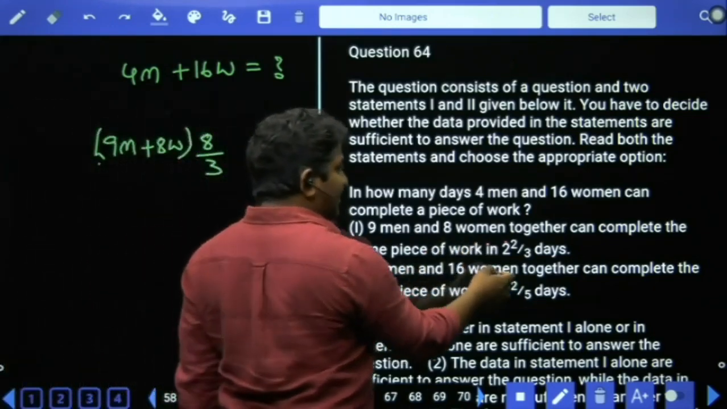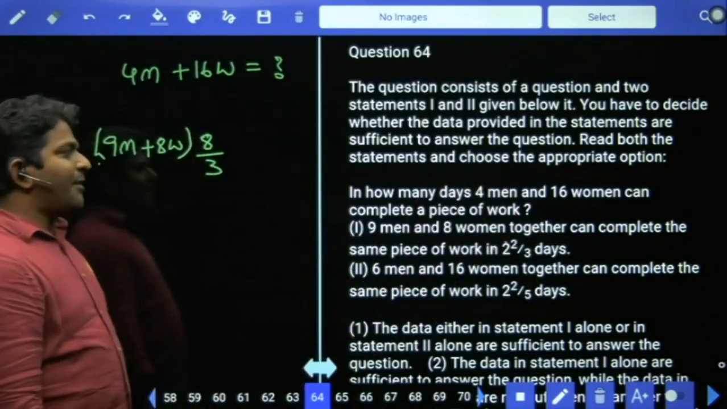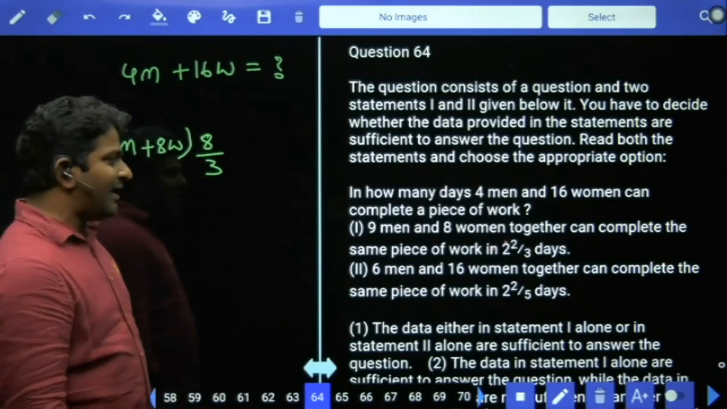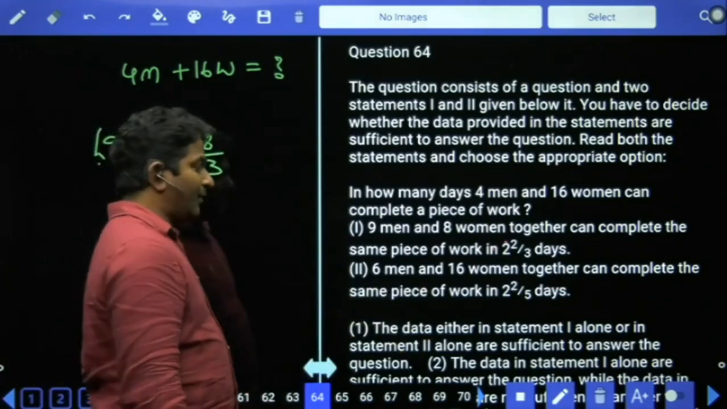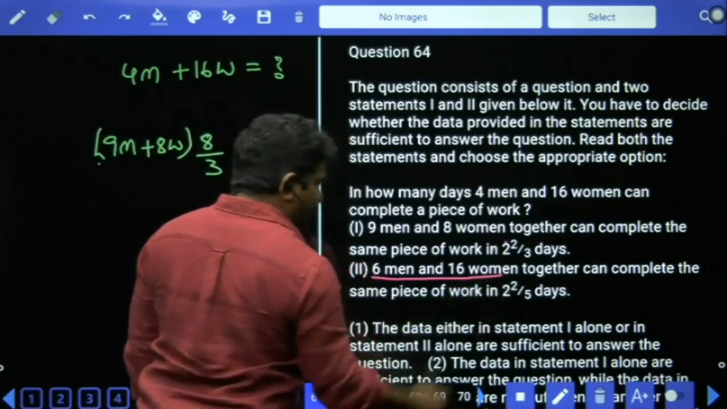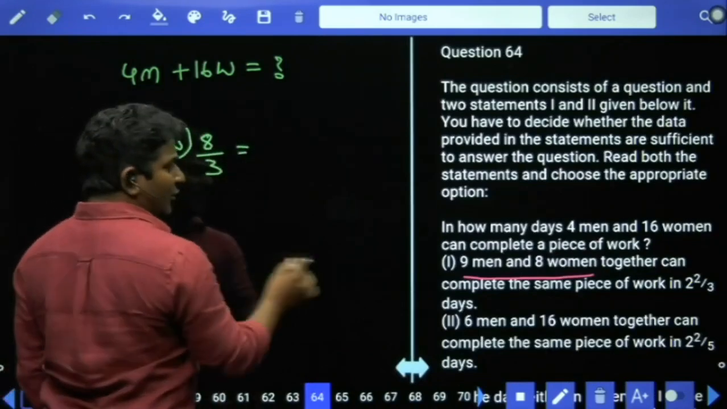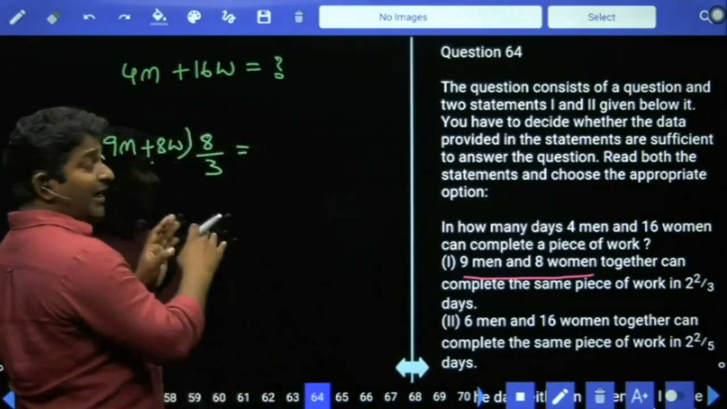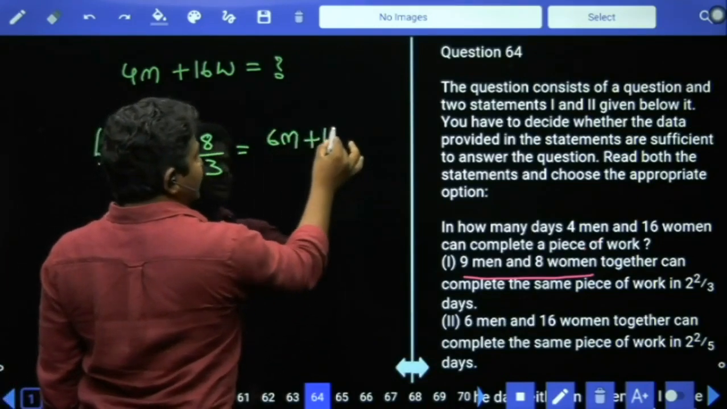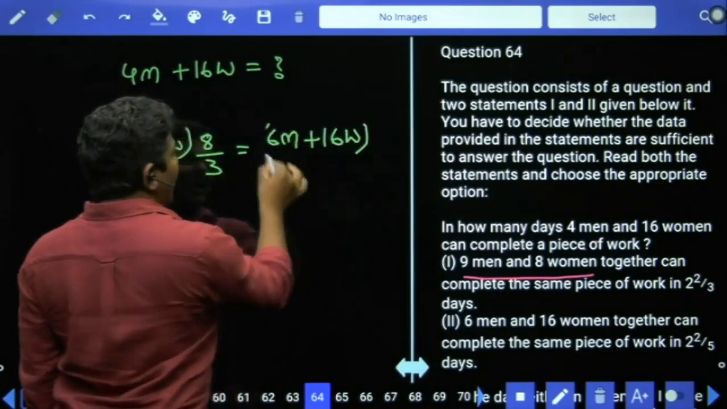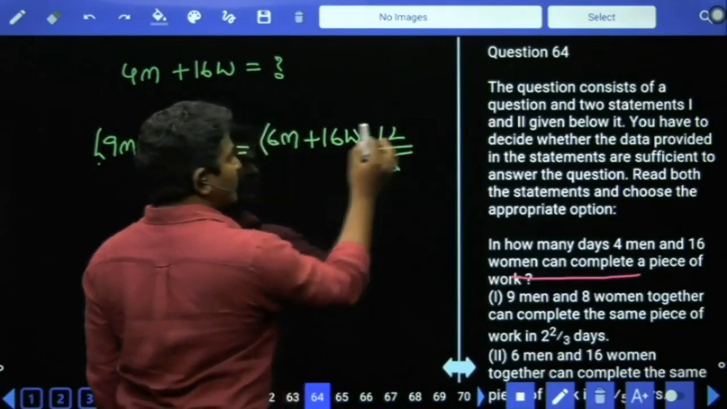6 men and 16 women together can complete the same piece of work in 2 by 5 days. M2 and D2. Now if you use that, M1 D1 is equal to M2 D2. 2 alone is also not sufficient. Will you get the answer using 1 and 2? Let's see. 6 men and 16 women can complete the work in 2 by 5, which is equal to 12 by 5.